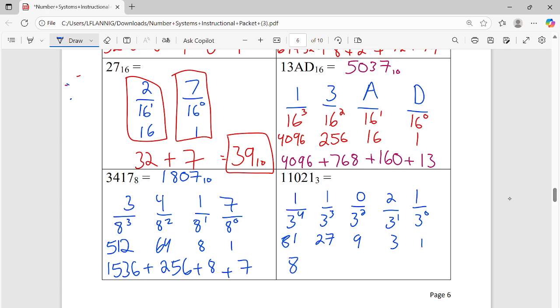So 81 times 1, that's 81. 27 times 1, that's 27. This is 0 right here. 3 times 2 is 6, and 1 times 1 is 1. Then we're just going to add all this together and be done with our problem. 81 plus 27 plus 6 plus 1. That should be 115 base 10.